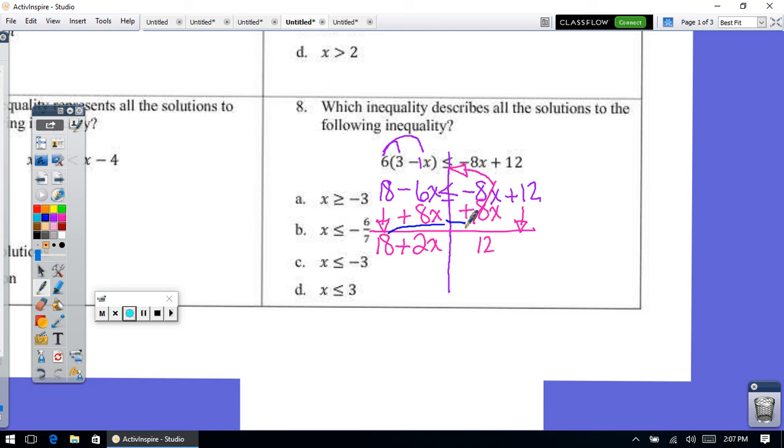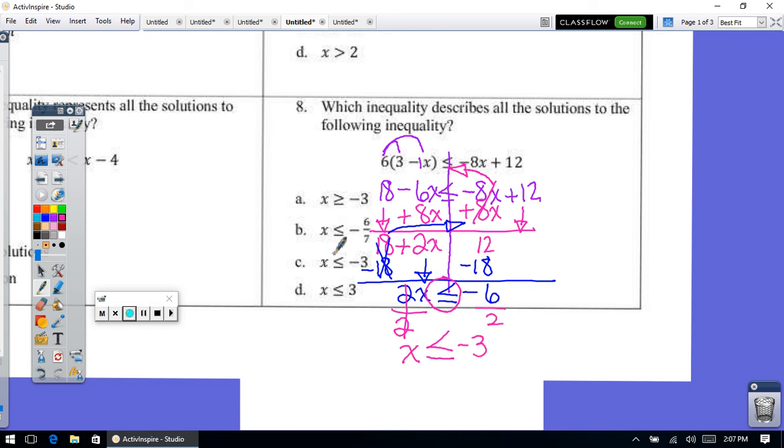So let's move 18 away. Let's jump over to the other side. So we're going to subtract 18, doing opposites. 12 minus 18 is negative 6. Bring down my inequality sign. And then 2x. My last step is to divide by positive 2. When you divide by positive 2, the sign is not going to flip. It stays. Divide by positive 2 and you get negative 3. The only time the sign flips is if you divide by a negative. We don't care if our answer is negative, but since I divided by a positive, the sign stays the same direction.